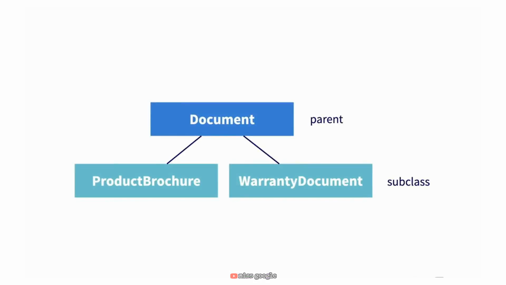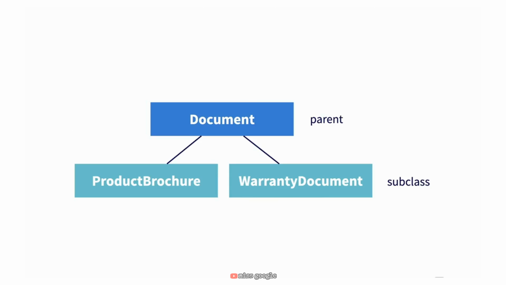So let's imagine that instead of having just a product brochure and a warranty document, both of those inherited from another class called document. Document would be called the parent class, and product brochure and warranty document would be the subclasses. Parent can also be called superclass, but in PHP we're going to stick with the term parent because we're going to actually use that name later in our code. Both product brochure and warranty document will inherit the same properties and methods from document.